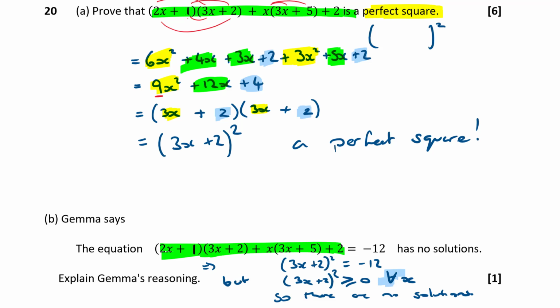Okay? So I've written 3x plus 2 all squared is equal to negative 12, but 3x plus 2 all squared is greater than or equal to 0 for all values of x, so there are no solutions. Okay, that makes perfect sense to me. Hope it does to you.